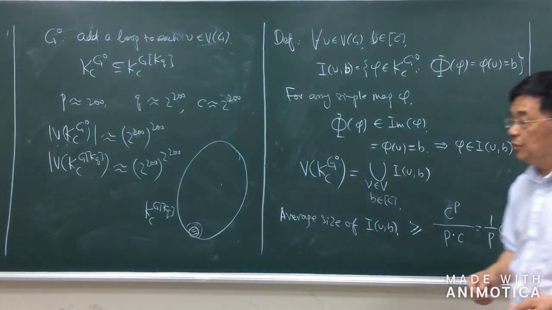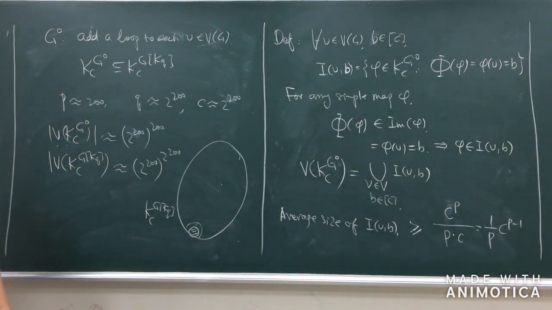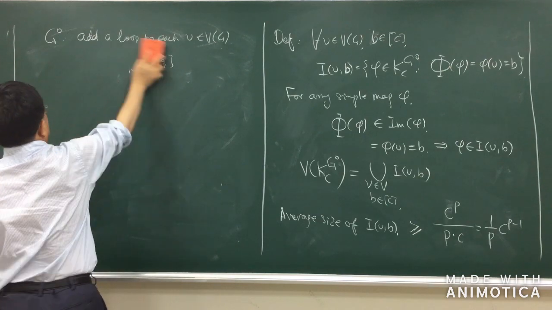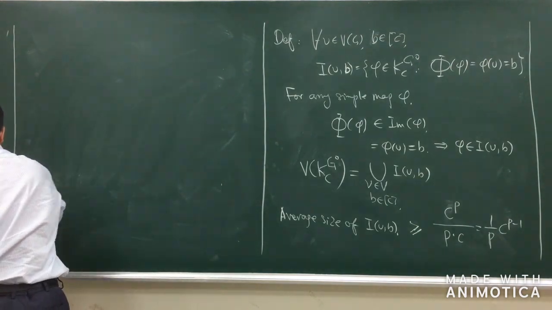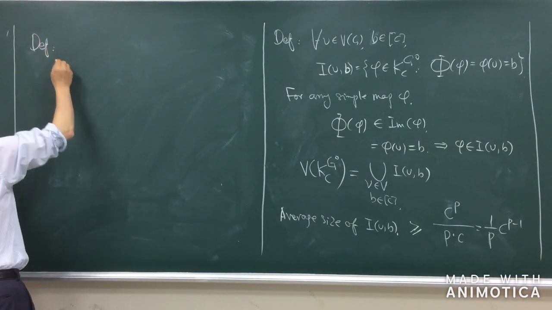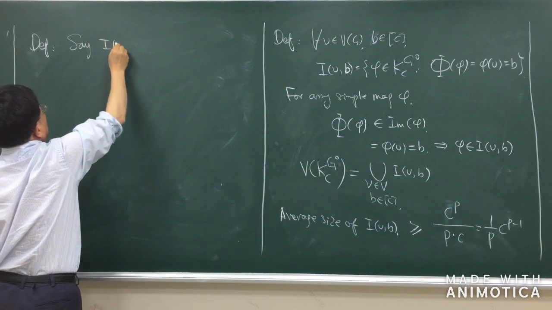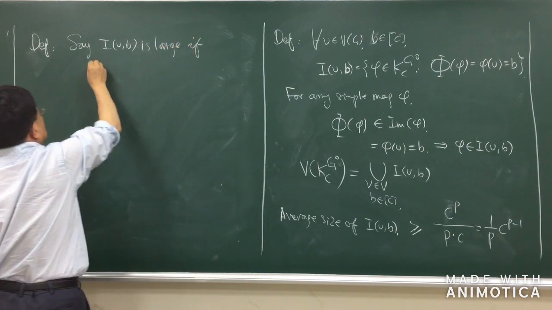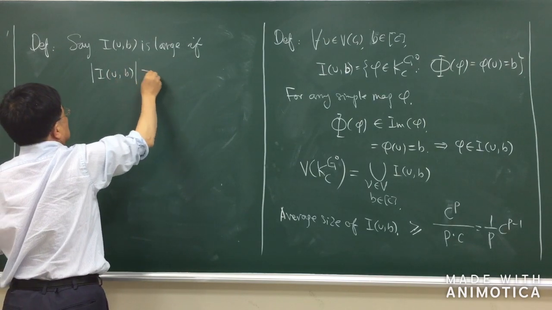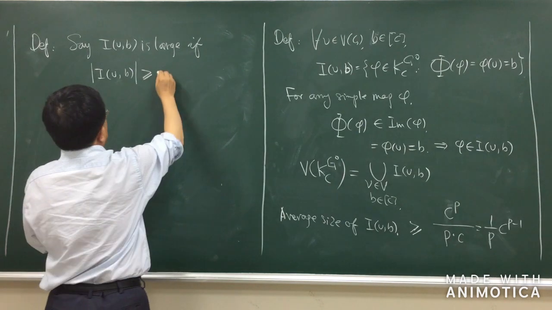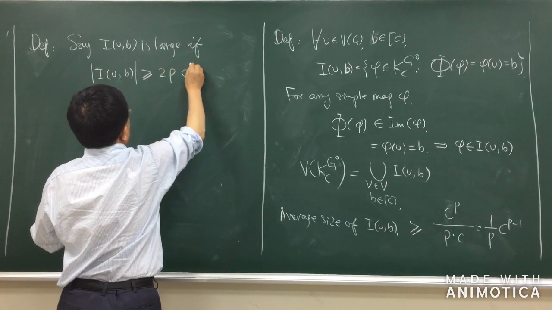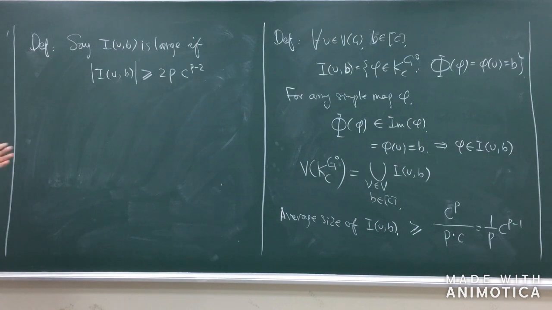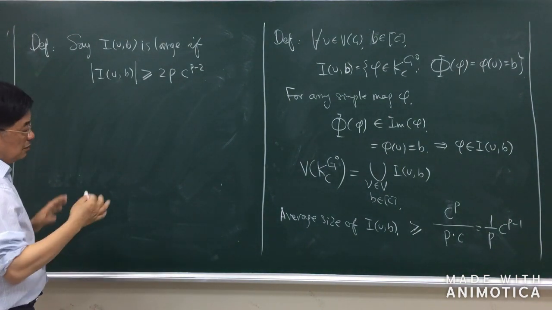Okay. Then we define, this is big. We say I_{V,B} is large if it contains this many vertices. That is 2P C to the P minus 2. So if it's this big, then we say it's large. But you have to compare with the average size.